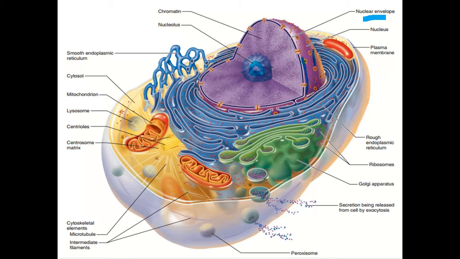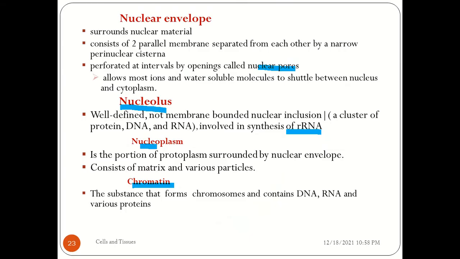This is the outer nuclear membrane. This is the inner nuclear membrane. These are ribosomes attached to it, and chromosomes are found within this. And this is all about the nucleus.